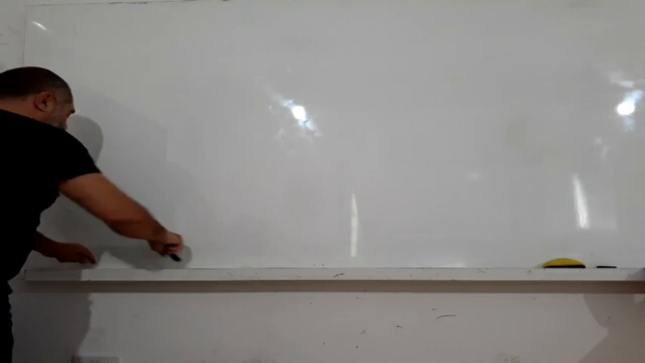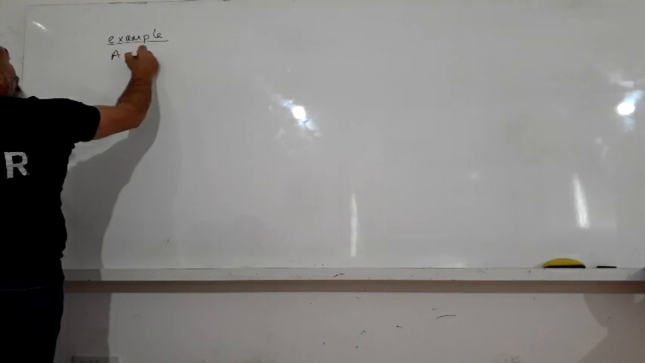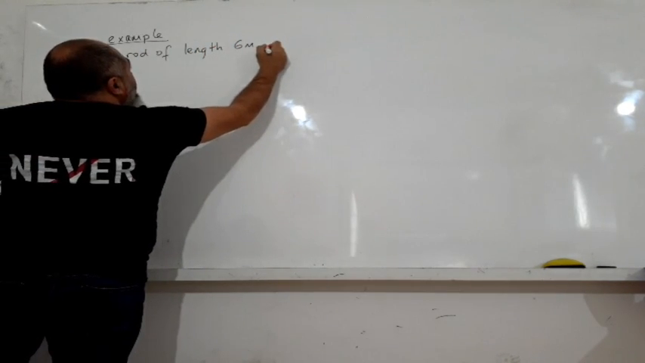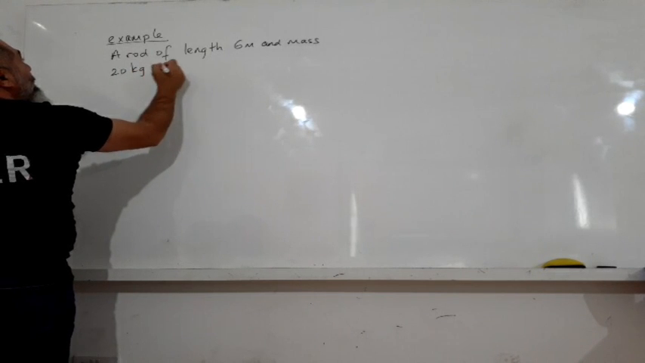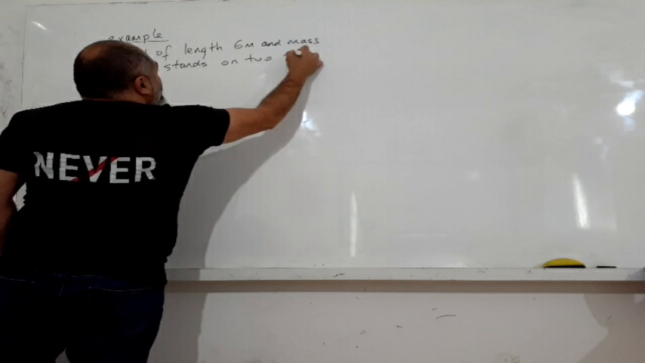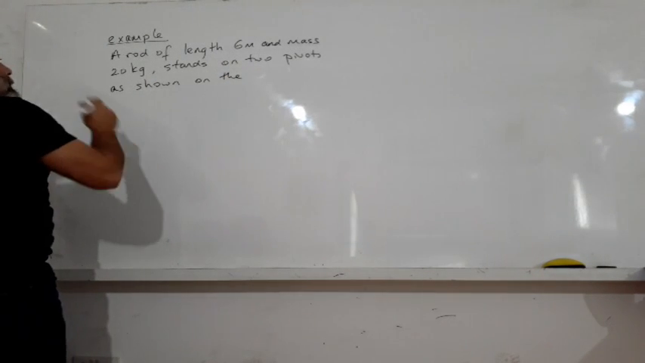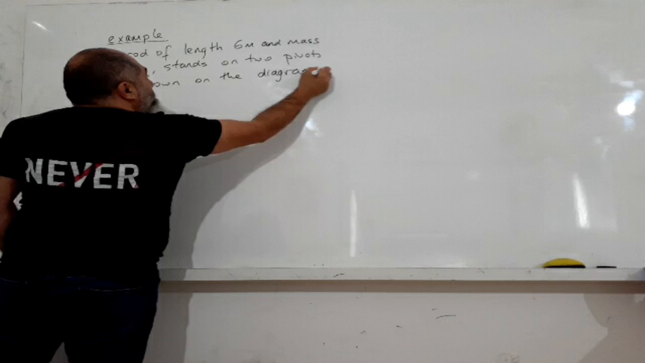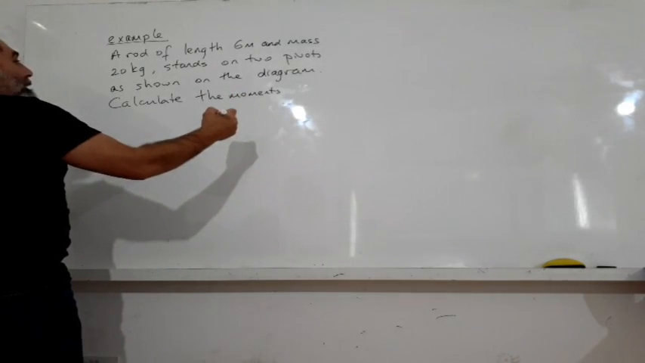Example. A rod of length 6 meters and mass 20 kilograms stands on 2 pivots as shown on the diagram. Calculate the moments about point A.